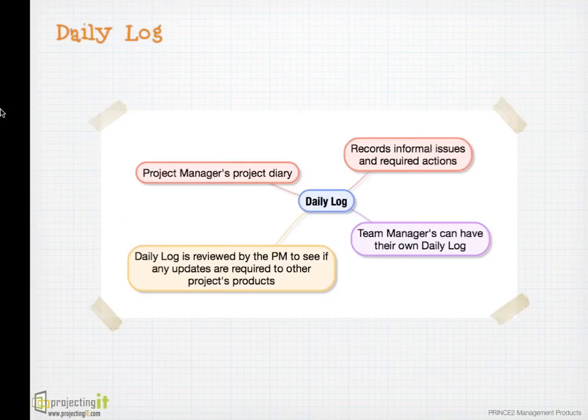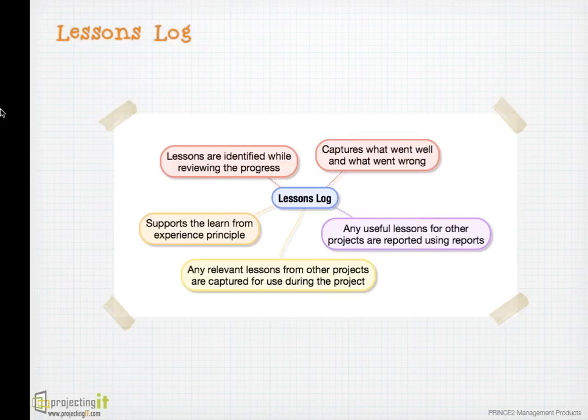Daily log is used by the project manager like a project diary. Any informal issues are recorded in the daily log, and project manager also records follow-ups and meetings to plan. It's just like a to-do list for the project manager.